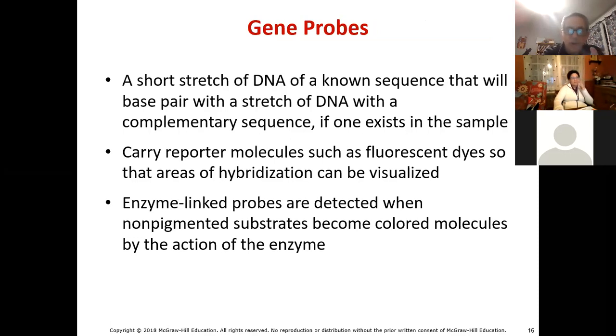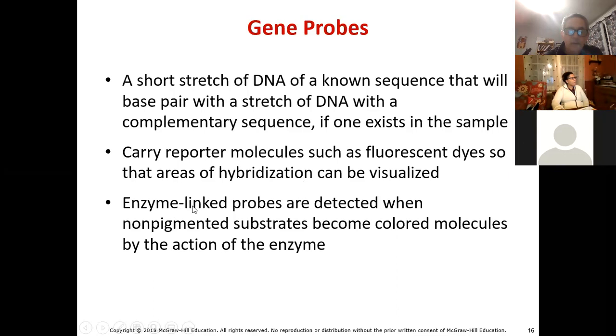So you have an unknown sample, you have a known piece of DNA, and you look to see if that sequence is in your sample. That is basically probing. You have carrier reporter molecules labeled with fluorescent dyes, so you can actually visualize where the hybridization is.